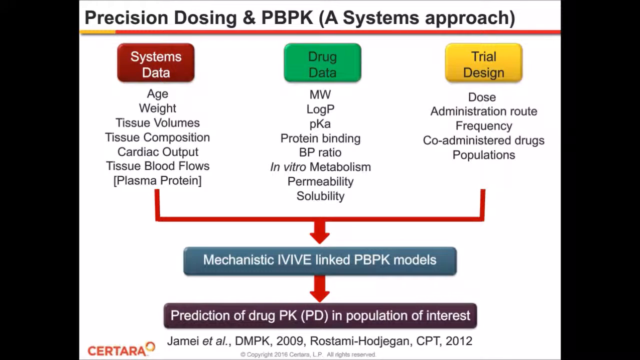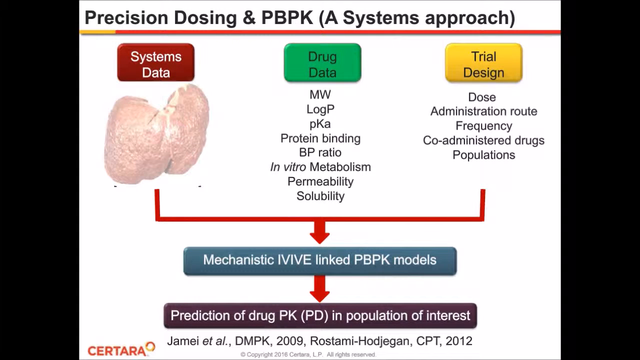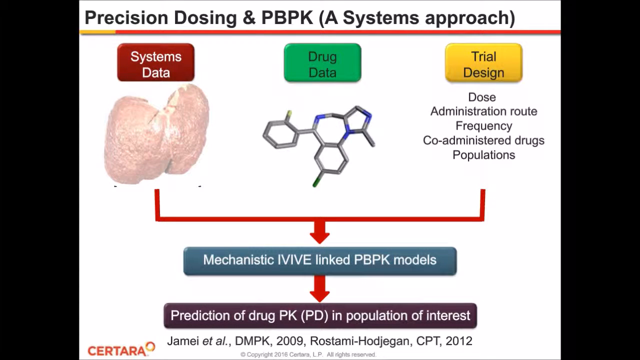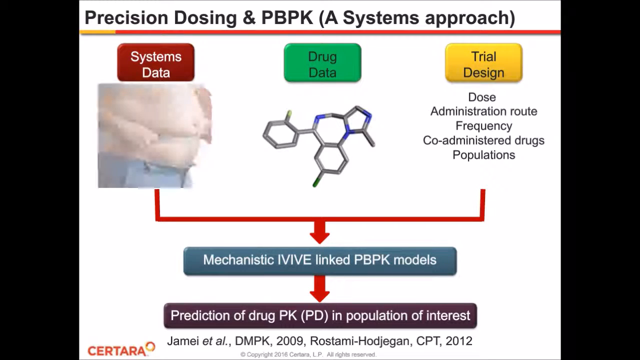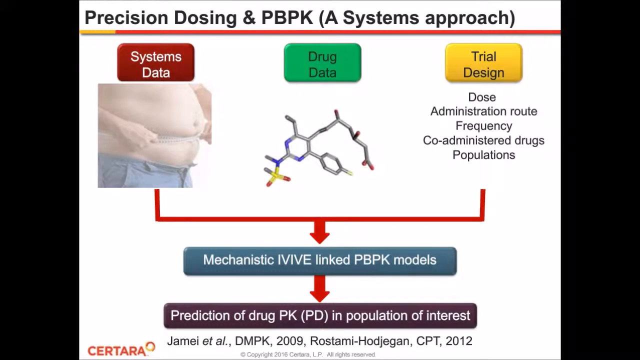As an example, if we are looking at a population that has cirrhosis, and we're looking at a specific drug, we can then compare the behavior of the drug in your cirrhotic patient with the behavior of the drug in your obese patient, for instance. Or you could change the drug and see how different drugs behave in obese patients.